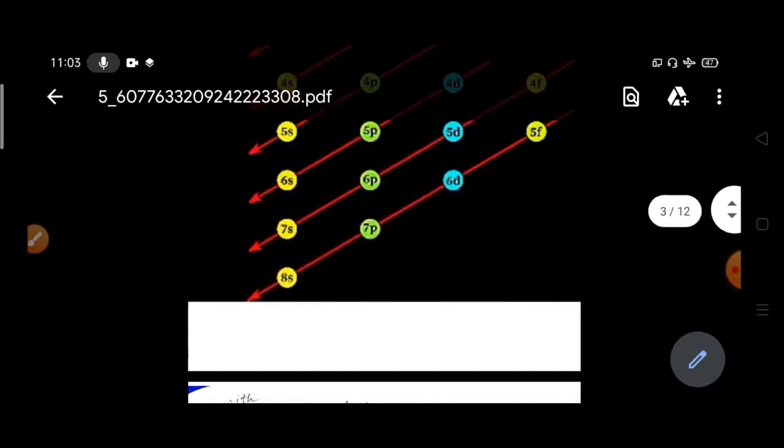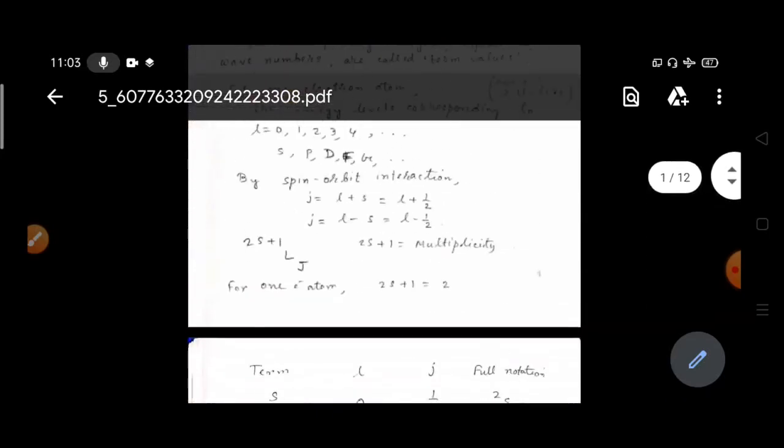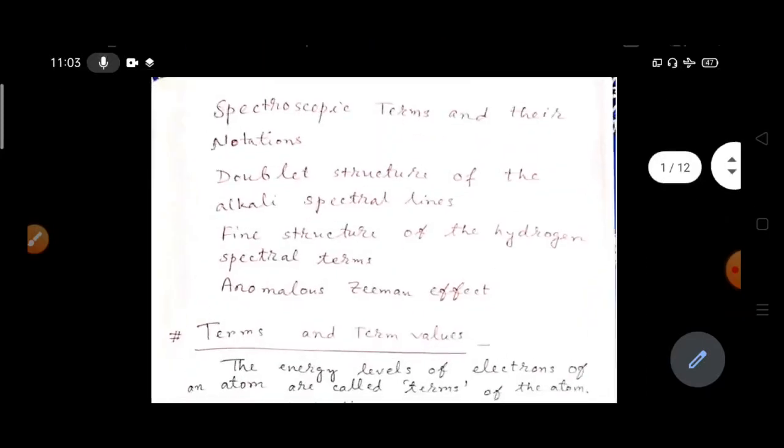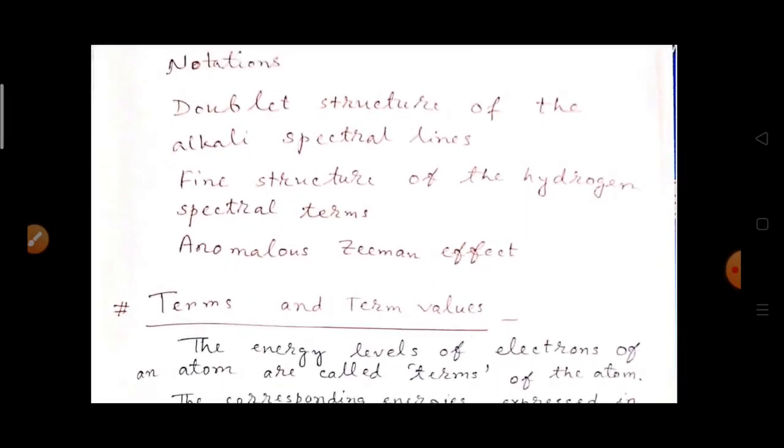And earlier I also discussed the spin orbit interactions. So in the next video we shall discuss the anomalous Zeeman effect, what the g factor is here, and the Paschen Back effect, and the Stark effect. So for now this is enough.